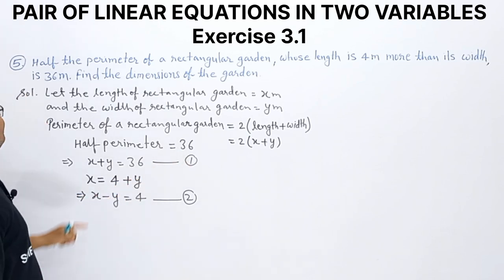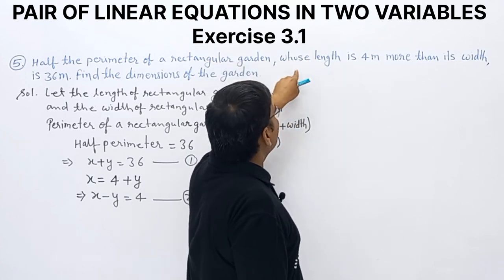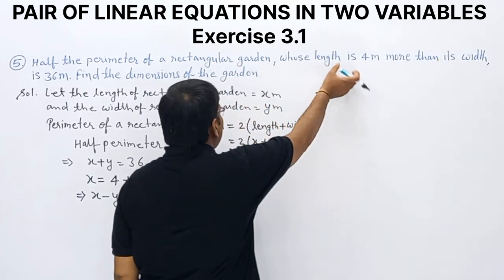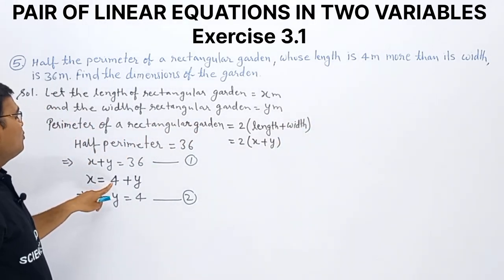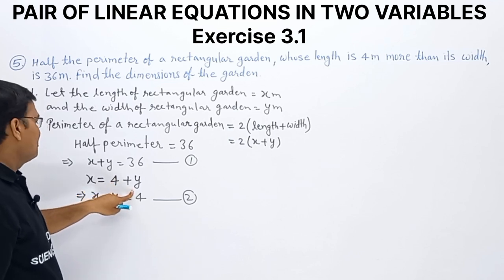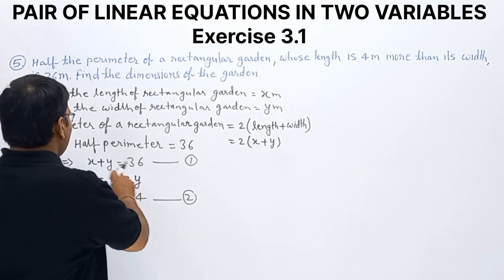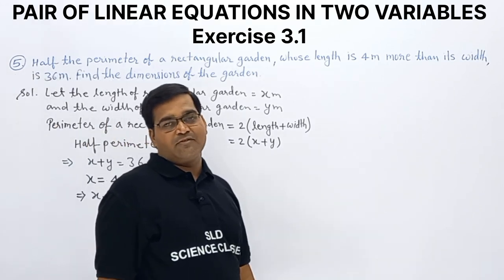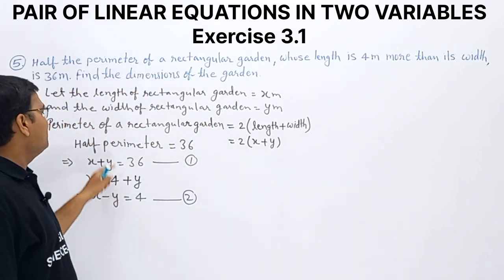Now the next condition: the length of the rectangular garden is 4 meters more than its width. So we take length x equal to 4 plus width y. From this we can say x minus y equal to 4 meters. So this one and this one are a pair of linear equations we obtain. We want the dimensions, so we will solve these equations.